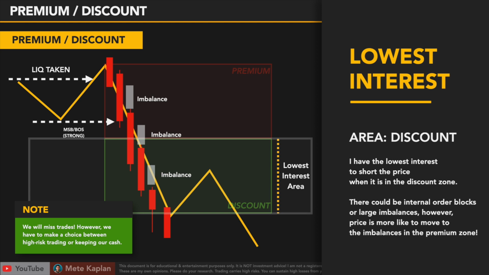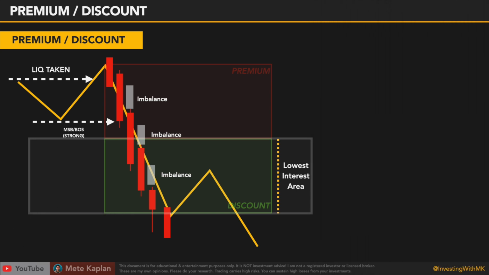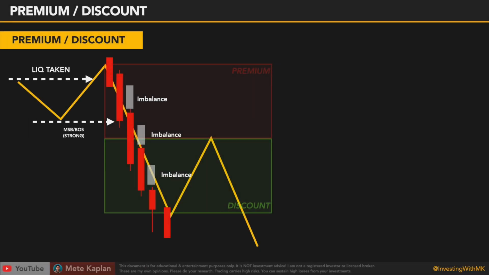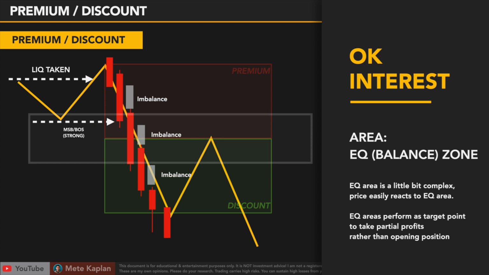We have to make a choice between high risk trading or keeping our cash. Shorting from the discount zone is dangerous. The second interest area is the EQ, the balance point. You'll see many times price reacts to the 0.5 EQ point. This is a tradable area, but works better as a target or taking partial profits.